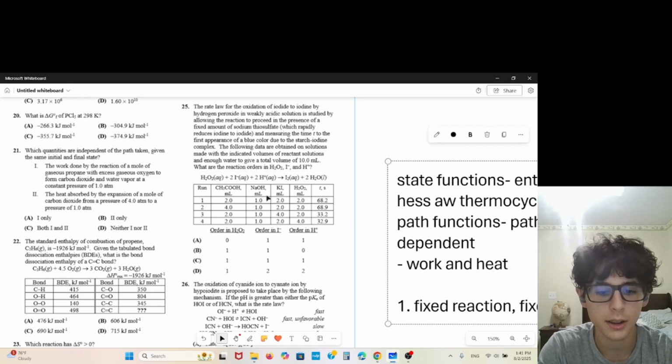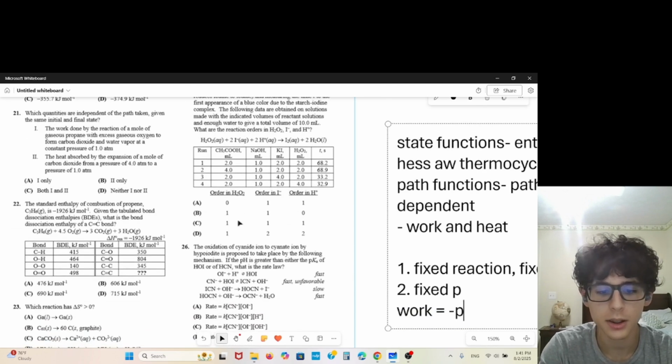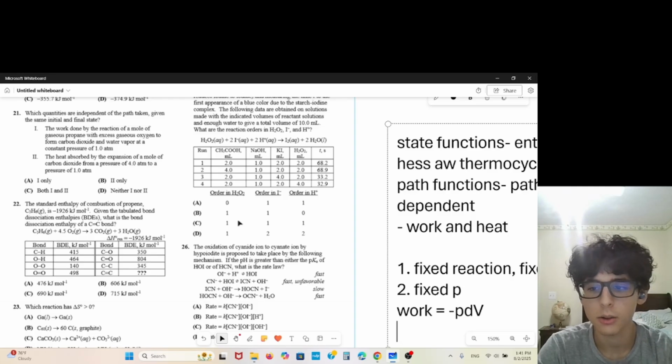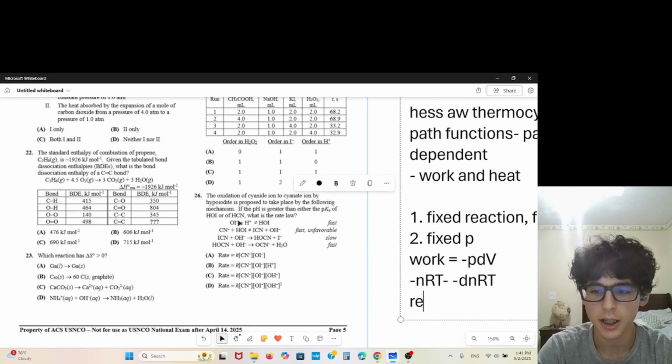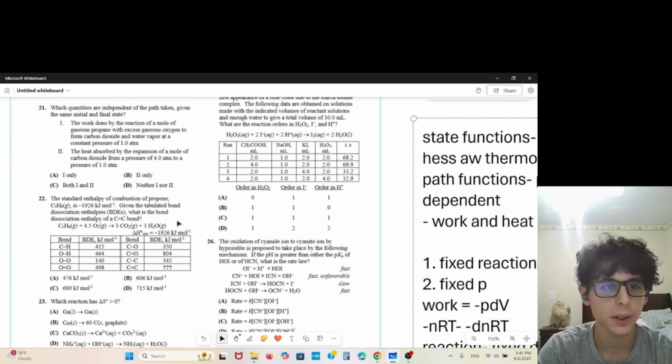So you got a fixed delta n. Why does that matter? I'll show you. And you got a fixed pressure, right? Work equals negative P delta V. So that's also the same using the ideal gas equation. That's negative nRT or negative delta n times RT. So if in a reaction you're going to have a fixed delta n, perfect, so you're going to have a fixed value for work.